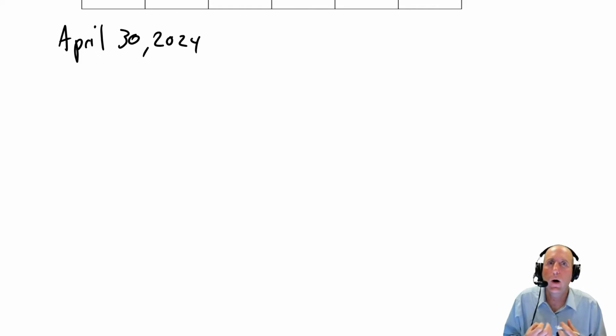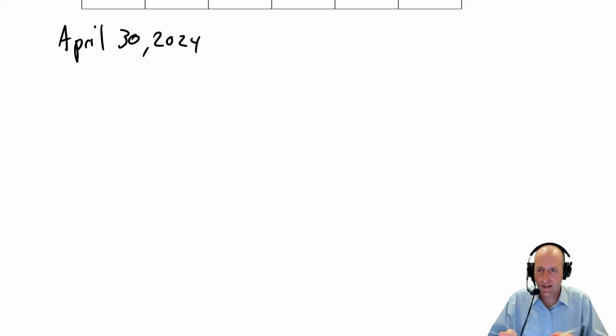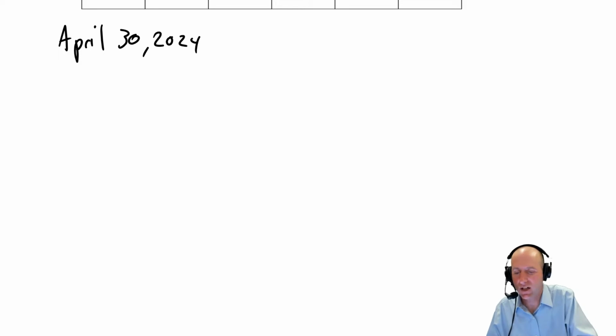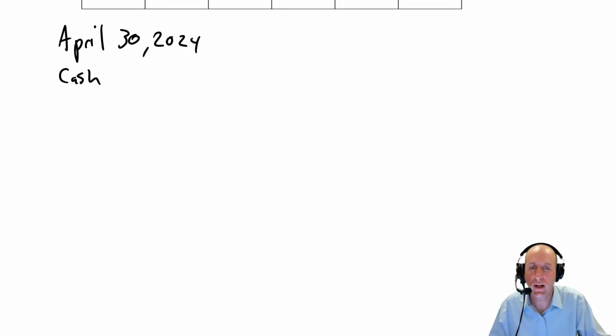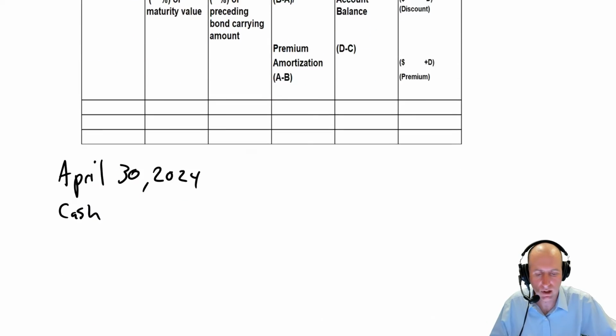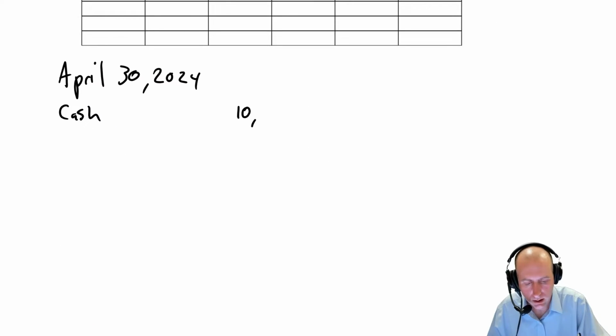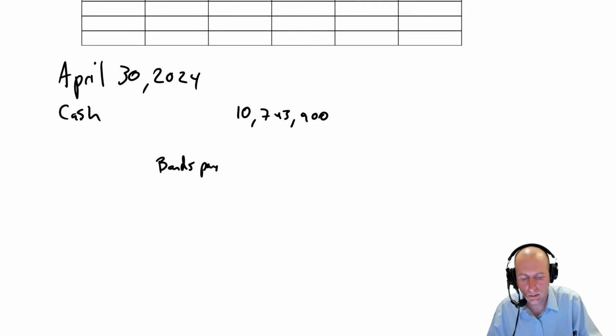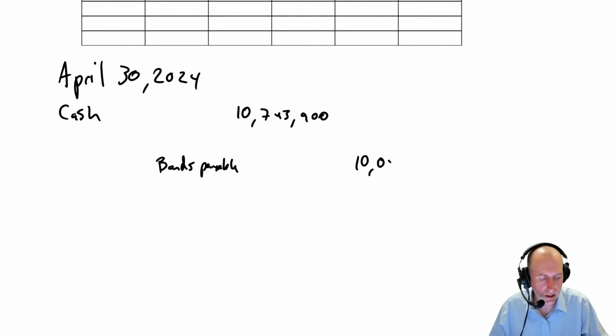Well, again, what is a bond? We're borrowing money. We're giving a bunch of pieces of paper out saying, I owe you this much, I owe you that much, to hundreds of potential lenders all at once. We're getting cash, though. And how much money are we getting? We're getting more than we asked for. We asked for 10 million. We're getting 10,743,900. Now, what am I giving up? Well, I'm giving up pieces of paper saying I promise to pay you back. Bonds payable, 10 million.